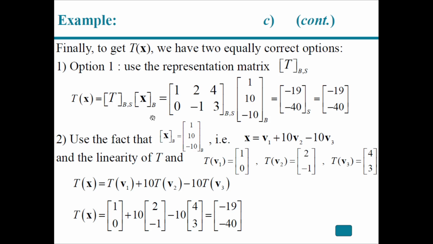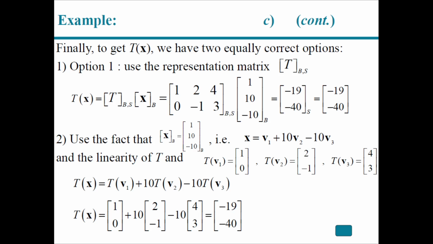Once you have the coordinates of x in basis B, you can either multiply by the representation matrix or apply the linear transformation T to x on both sides of this equation, and then you'll have something like this, because TV1, TV2, TV3 are given already. So it's up to you which one you choose, it doesn't matter. I prefer multiplying by the matrix and vector. It's just straightforward. No need to think too much. So you see, that's the beauty of all this.